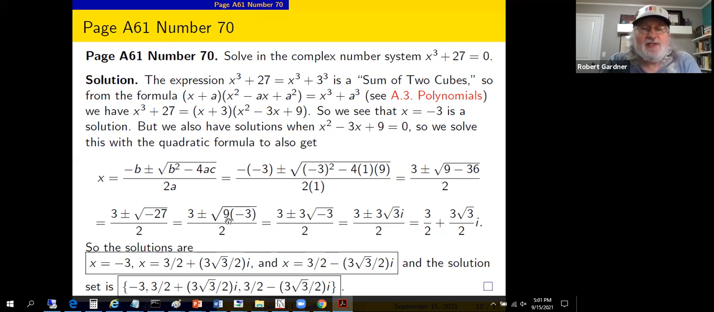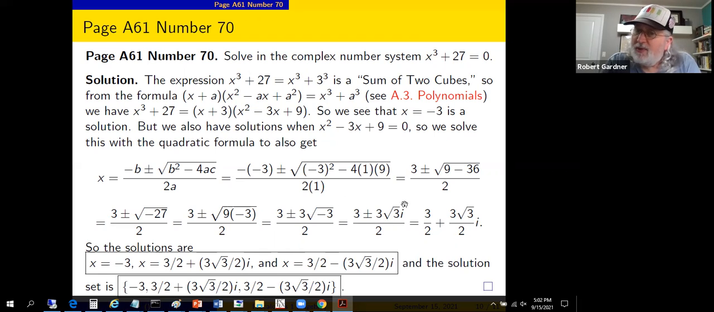Let's actually write that as 9 times -3. Square root of 9 is 3, so we'll pull that part out. And now we've got the square root of -3 part to deal with. To deal with that, you take the square root of the absolute value of this, that's the square root of 3, and you stick an i on there to deal with the negative part. So the square root of -3 is the square root of 3 times i.